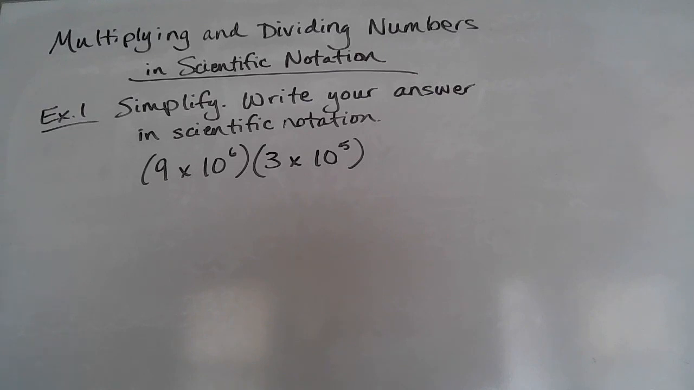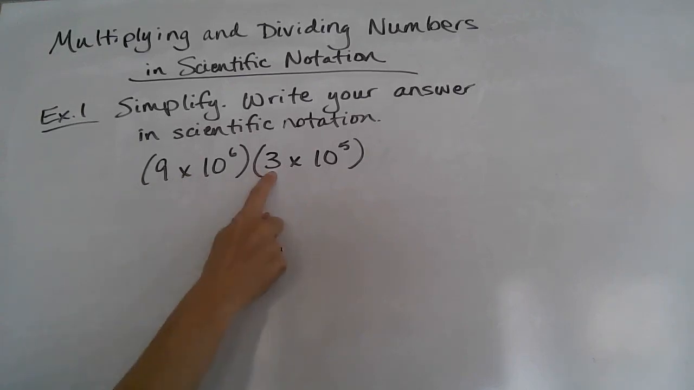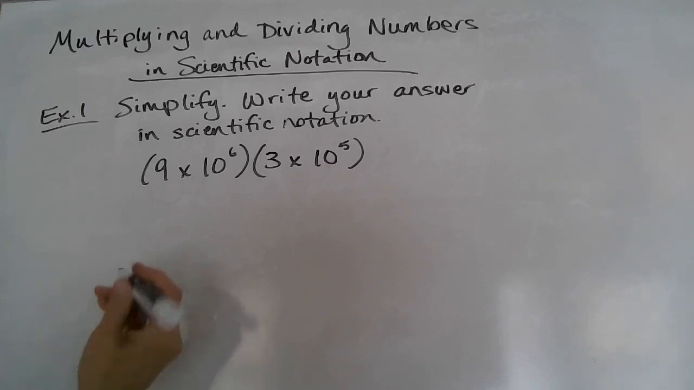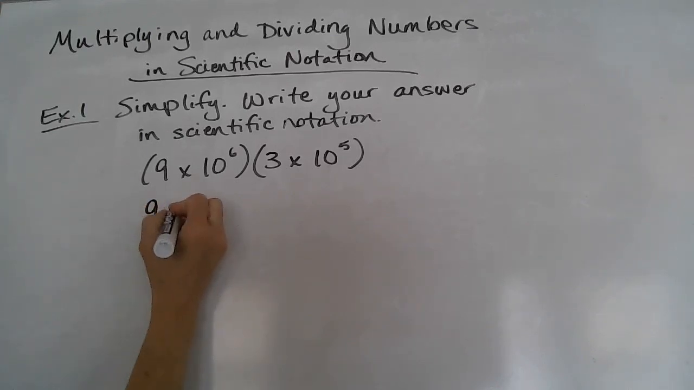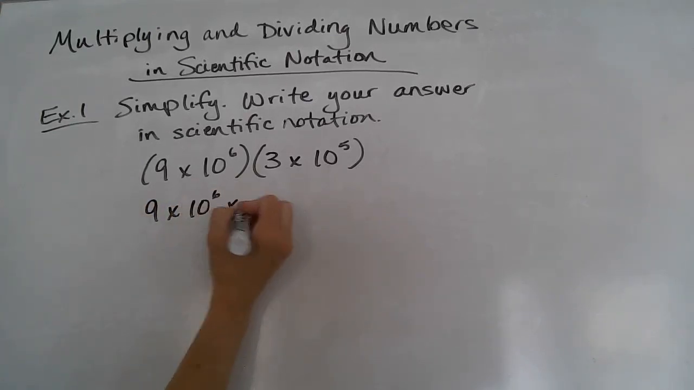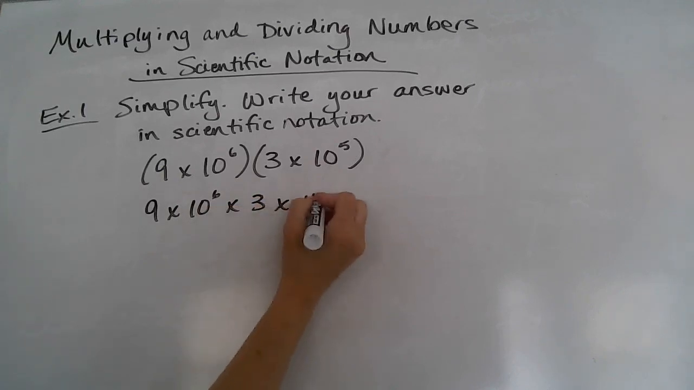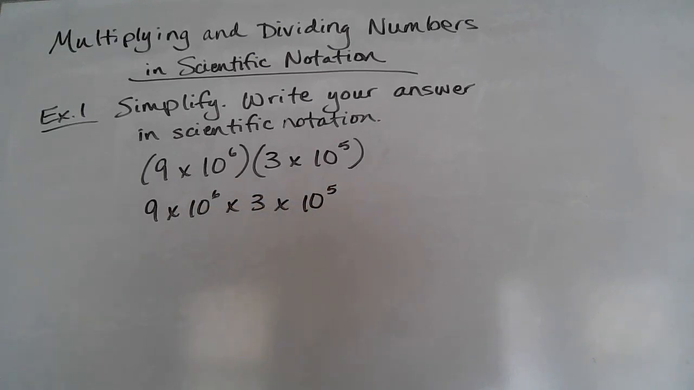So really what we have here is quite a lot of multiplication happening. 9 is being multiplied with this, 3 is being multiplied with this. We also have multiplication here. So you could rewrite it just so that you can see all of that multiplication happening. And what's nice about multiplication is it doesn't matter what order you multiply in. You can multiply in any order you want, and you'll get the same result every time.